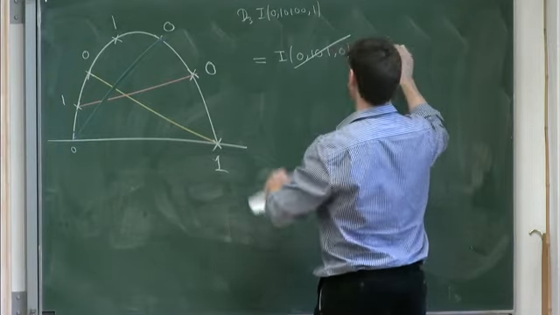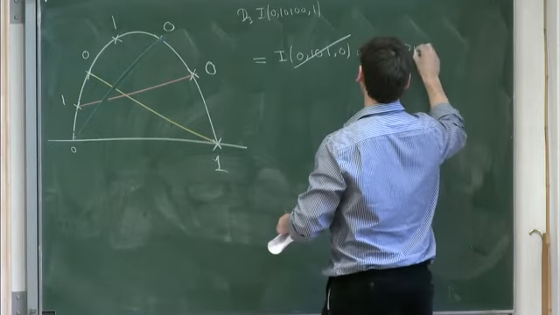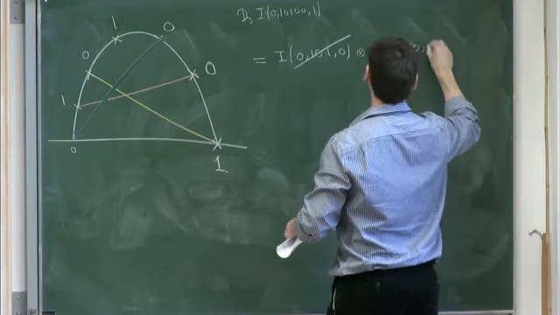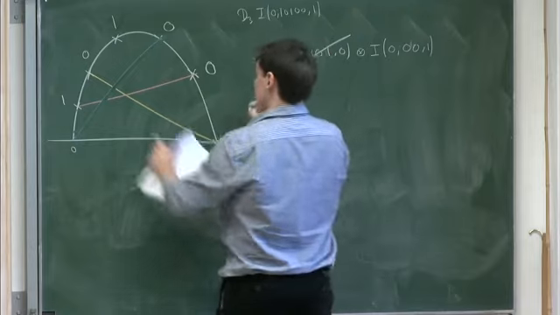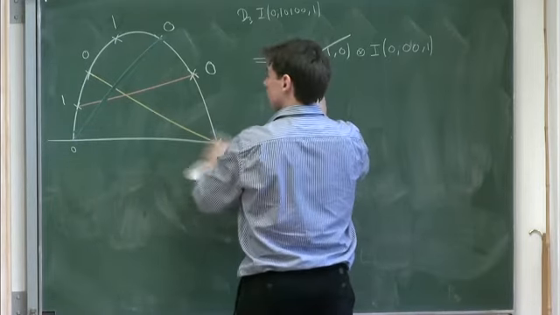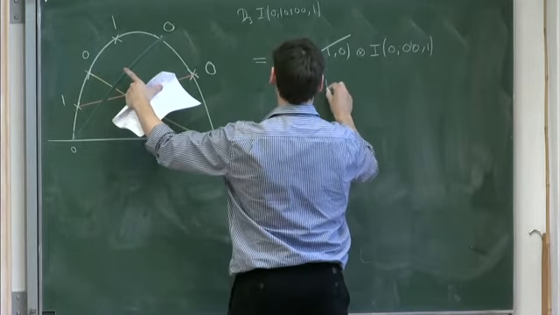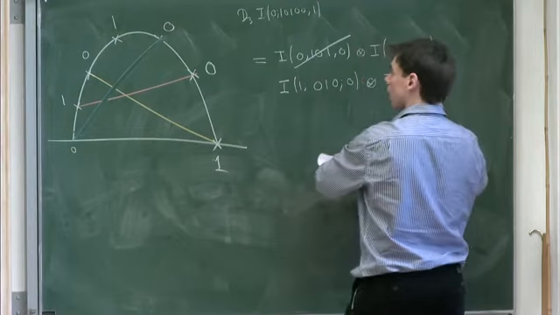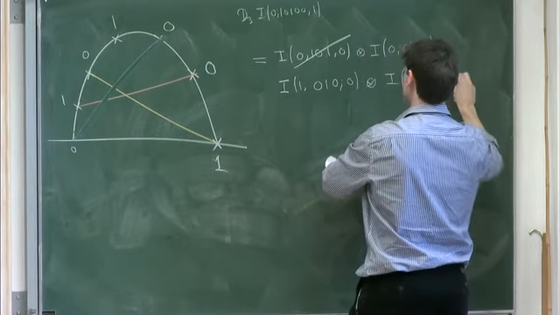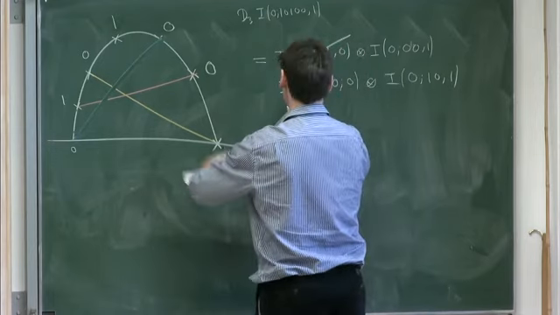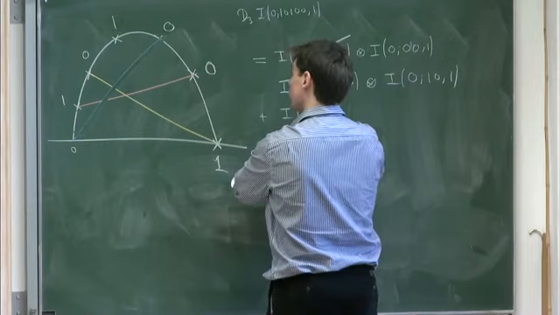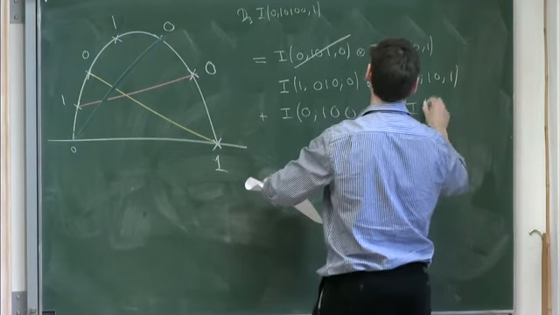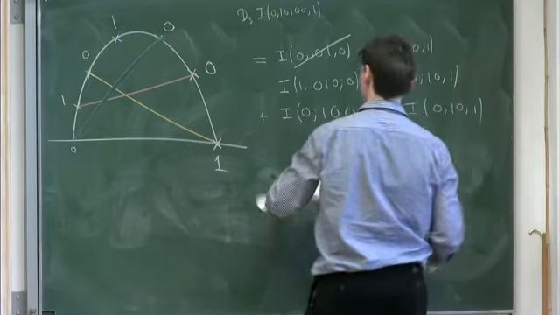And I'll just compute the right-hand side anyway. Right, so next the red arrow. That's I of 1, 0, 1, 0, 0, tensor I of 0, 1, 0, 1. And then there's a yellow one, which is I of 0, 1, 0, 0, 1, tensor I of 0, 1.